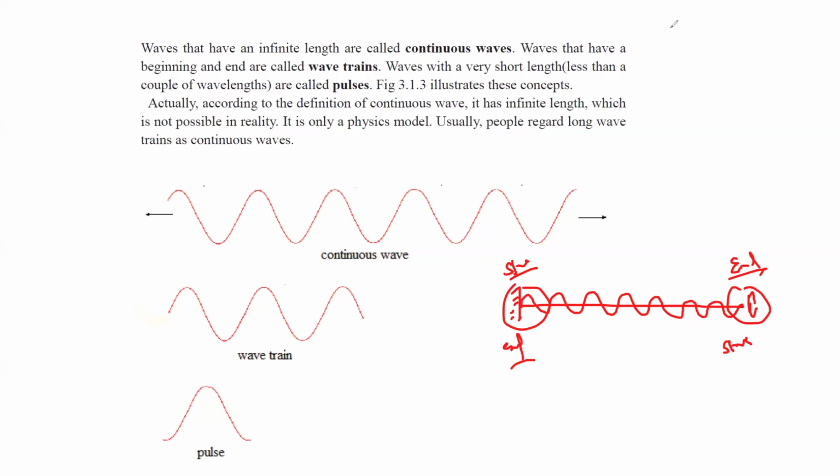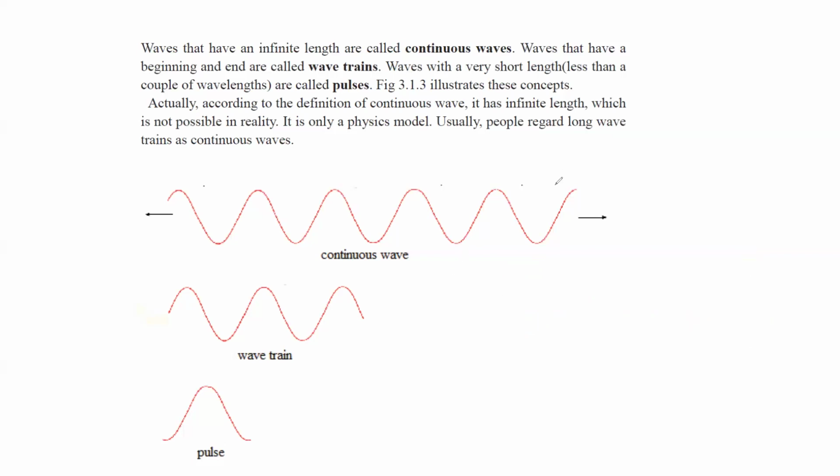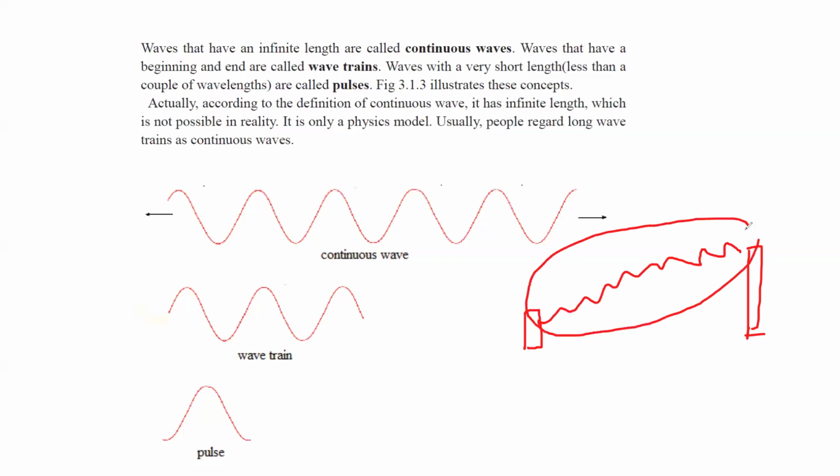But what is the meaning of the wave train? The term wave train means a fixed number of waves, a finite number of waves. With a continuous wave, we cannot identify the start or the end. Say you're using a mobile and this is representing a mobile tower which is sending electromagnetic waves. You cannot identify the start or the end of the wave, so we call that a continuous wave.